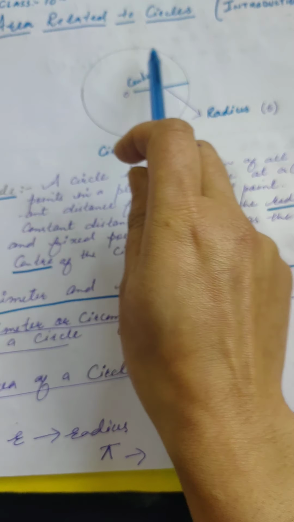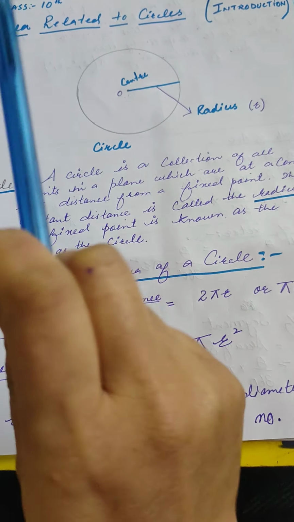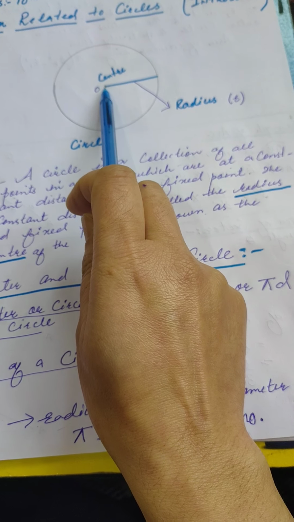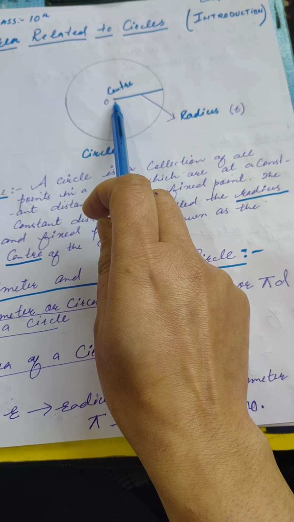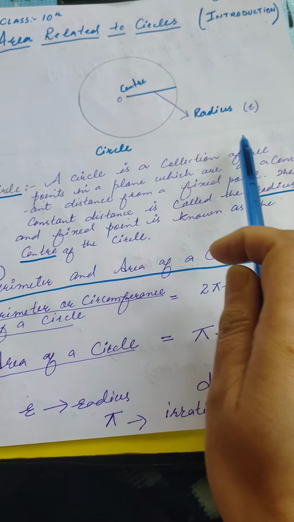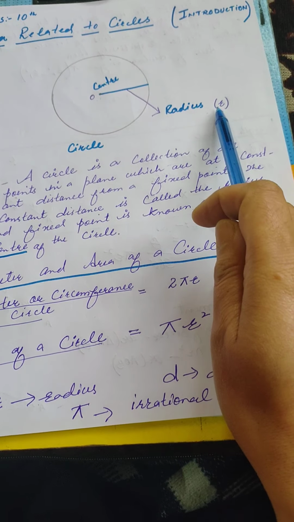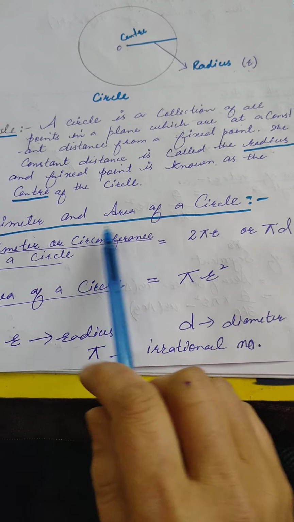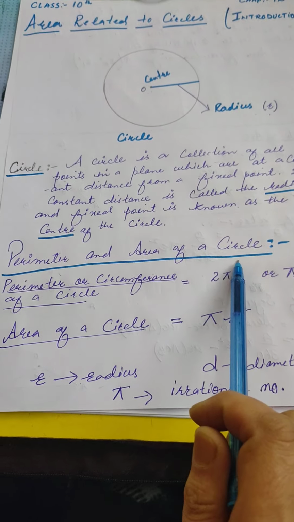So this boundary is known as the circumference of the circle. This is the circle and this point is the center, and this line between center and circumference is known as the radius, and it is represented usually by r. So what is the perimeter and area of this circle?